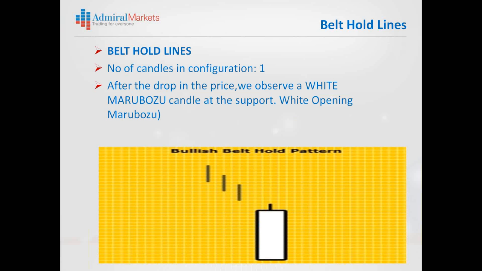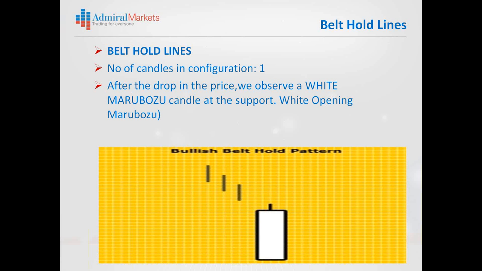So next thing is belt hold lines. We have a one-candlestick configuration. After the drop in price, we observe a white Marubozu candle at the support. Again, it's characteristic of a downtrend. After the price drops, we spot this big white candle at the support. It's called a white opening Marubozu, and it's a signal for us to go long because it's the belt hold pattern, or belt hold lines.